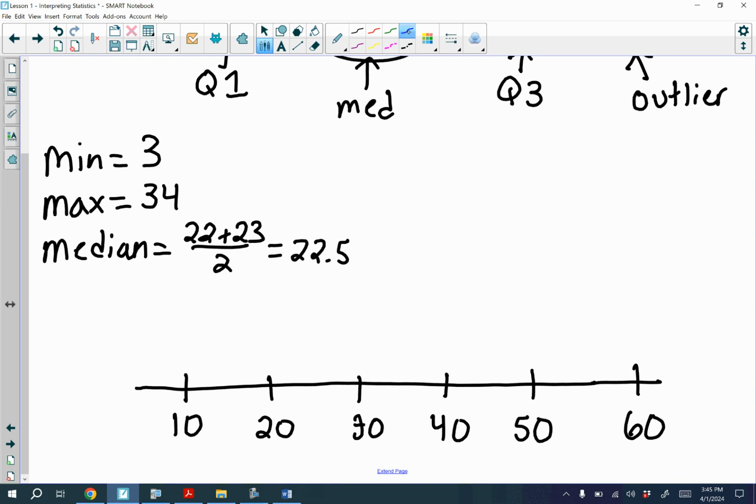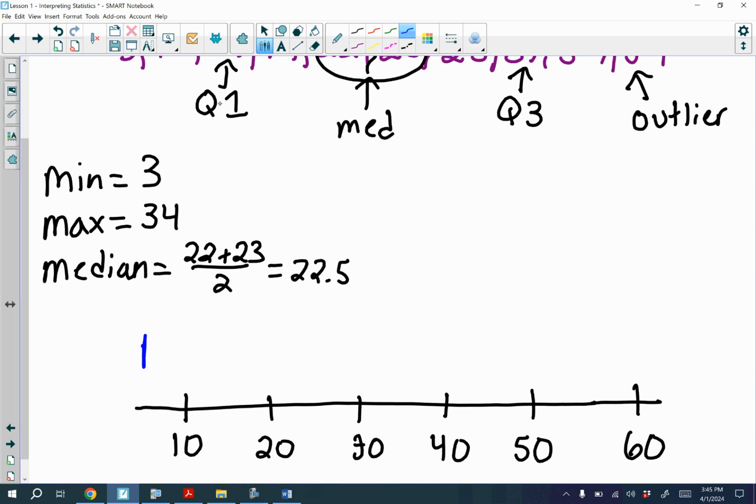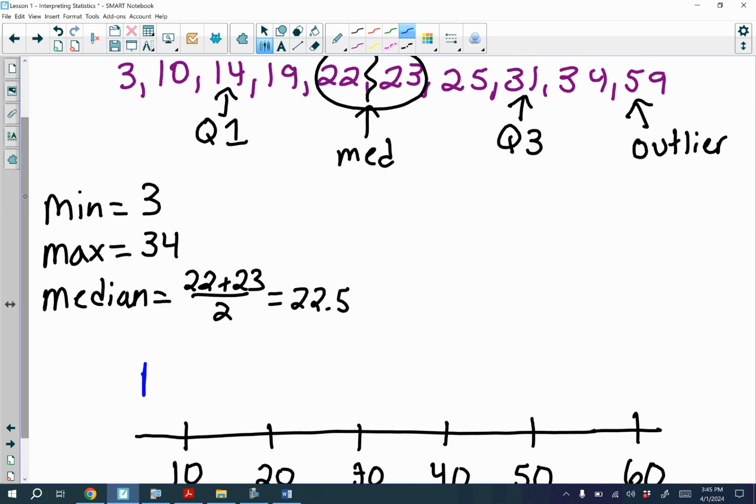Okay, first I do my min value. Excuse me on that. It's actually the min. So my min is 3. So I'm going to estimate 3 is about here. Just know that you're going to have to estimate with some of these values. That is okay. Now from the min, we go to the Q1. Remember, our Q1 is 14. So 14 is about here. So I'm going to do this.